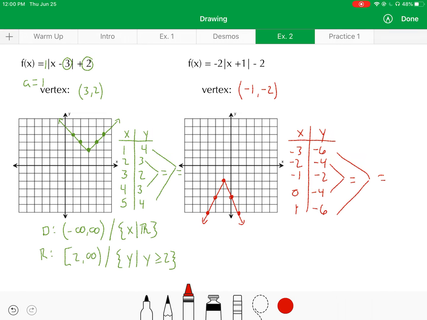All right, couple things to notice here. This time the graph is opening down and it's a little bit narrower than the previous graph. That's because my a value in this case is -2, right? This number right here. And basically we can say that once we have that vertex, I need to go down 2 units and either left or right 1 unit to get to more points on the graph. Okay. Domain, all real numbers. And range, any number less than or equal to -2.